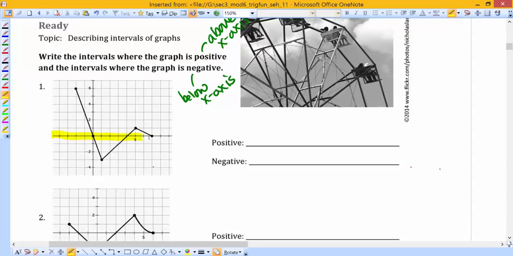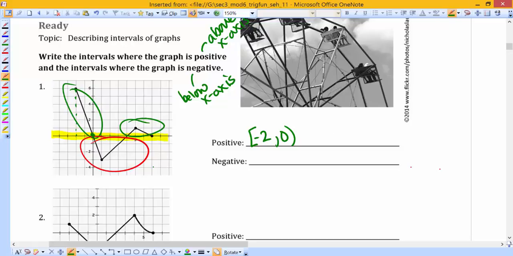So if here's my x-axis, the positive are the pieces that are above, where the negative is the pieces below. And when you are writing your intervals, it is from x to x. So if I'm going to start with the positive, that's the green, and this x is -2. And since it is above, it gets a bracket. And this x is 0, and since it's on it, it gets a parenthesis.